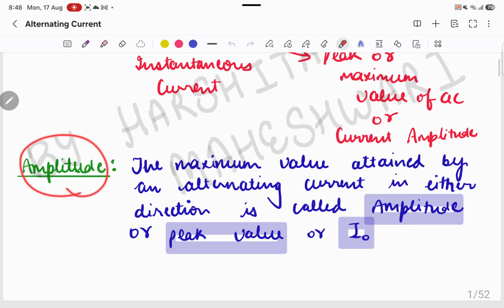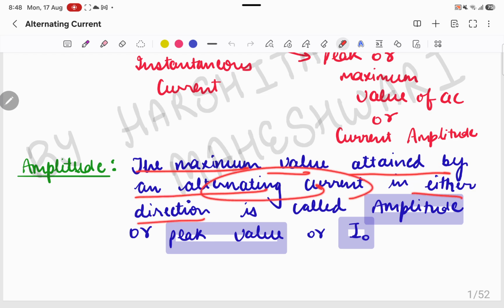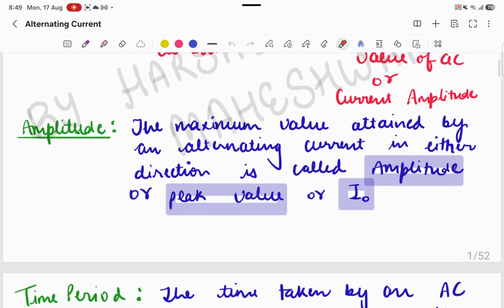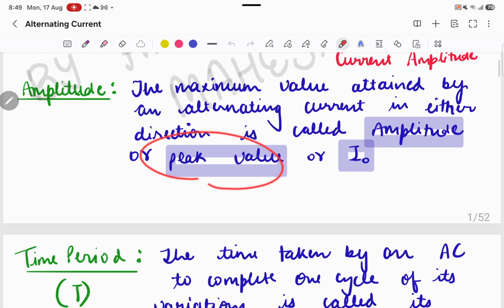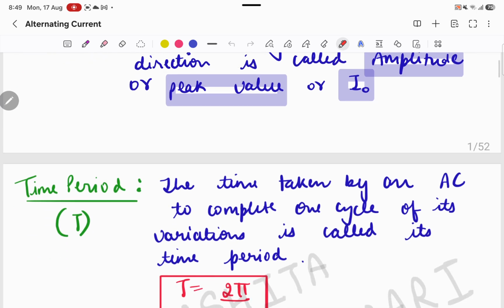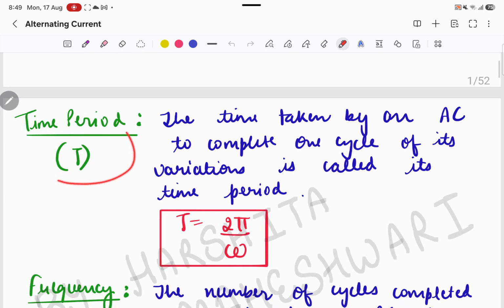So what is the definition of amplitude now? The maximum value which is attained by an alternating current in either direction. In either direction means if the alternating current is proceeding in the upward direction or in the downward direction, then this maximum value which is obtained is called the maximum value, peak value, or the amplitude of the given function. Okay. Now this is also referred to as the peak value or I naught that we were talking about in this formula. Okay.